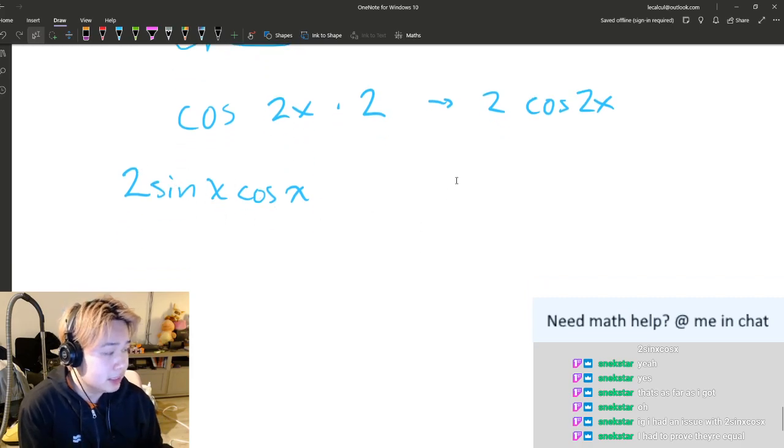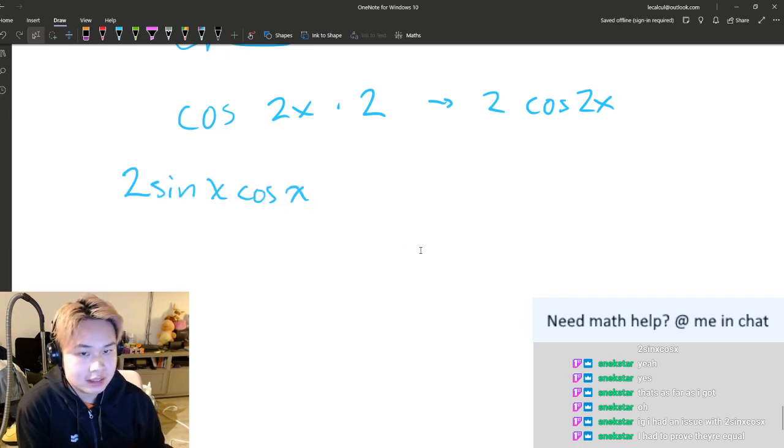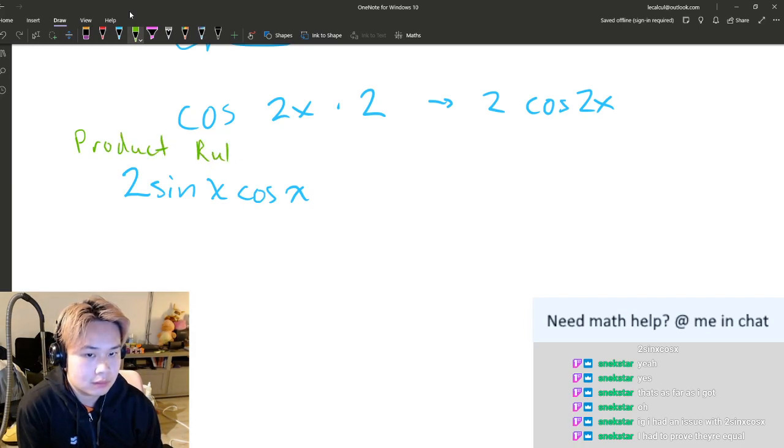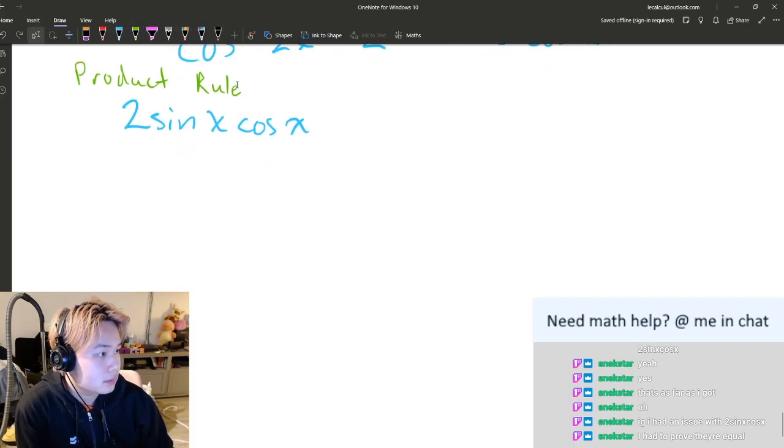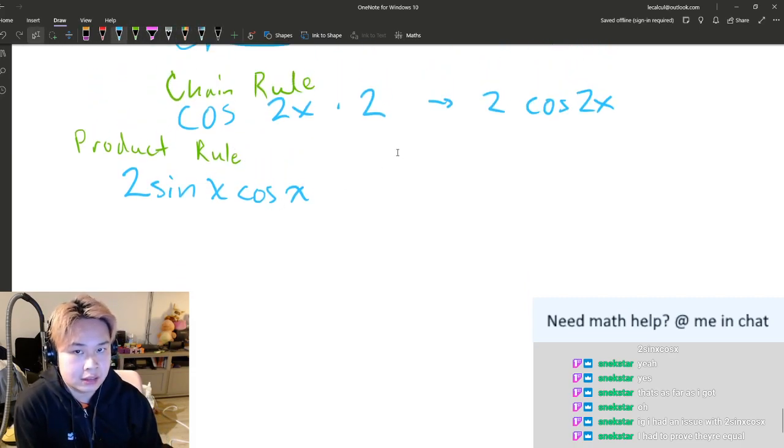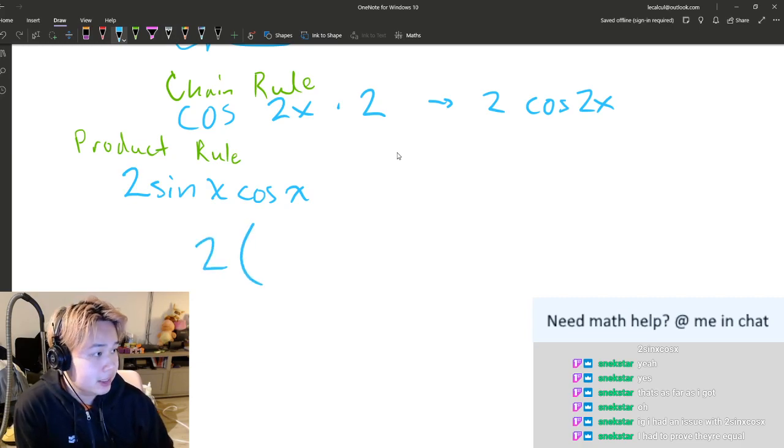Why don't we work with this? We need to take the derivative of this anyways. So we'll need to use, what, product rule, versus chain rule over here. Because we have sine x times cosine x, so this is just going to become, well, we'll leave the 2 out, and then we have the derivative of a sine, which is cosine, multiplied by just whatever this is. So that's cosine times cosine.